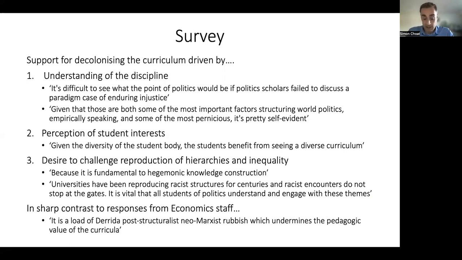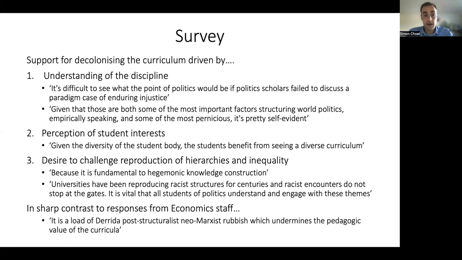So when we asked respondents to the survey why they thought decolonizing the curriculum was important, their responses could be collected in three different ways, which reflect those three normative arguments that I looked at earlier: the intellectual argument, the multiculturalist argument, and the anti-racist argument. So first of all, this idea that it's necessary for understanding the discipline. This is what I call the intellectual argument. It's impossible really to teach politics and to understand the political world without thinking about colonialism.